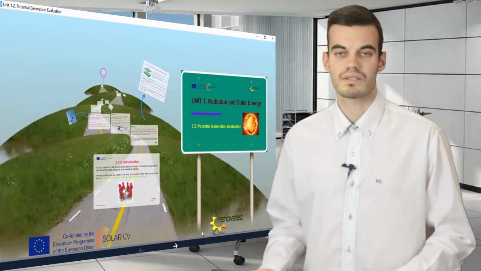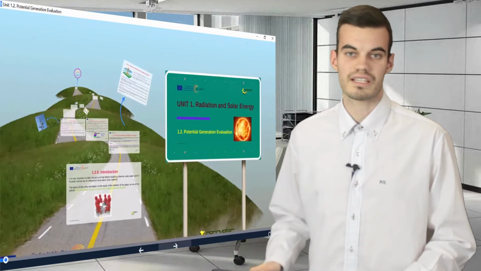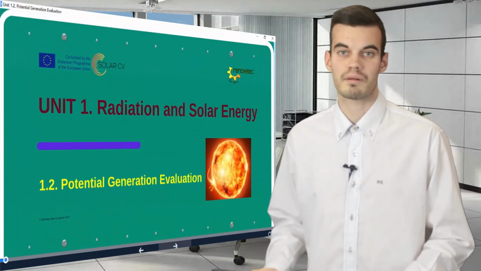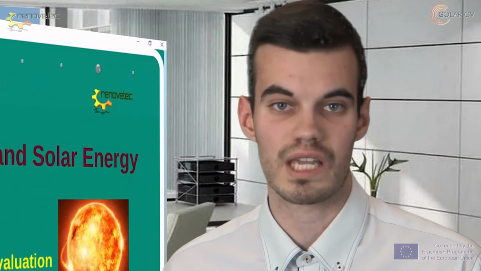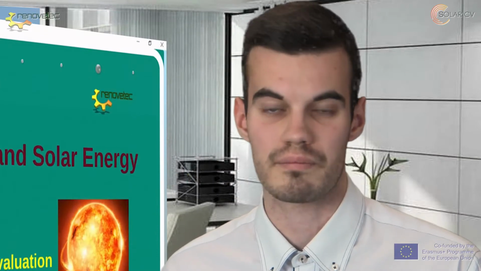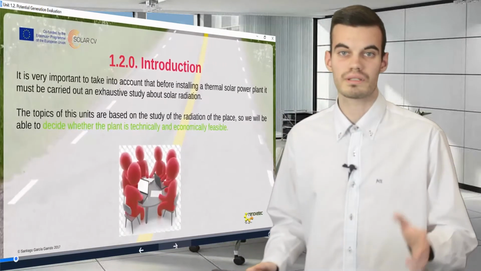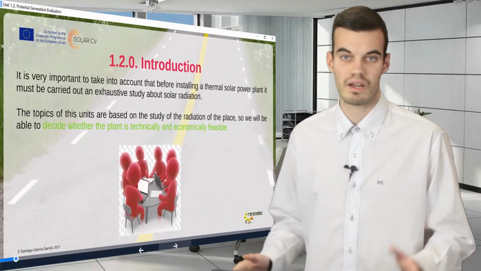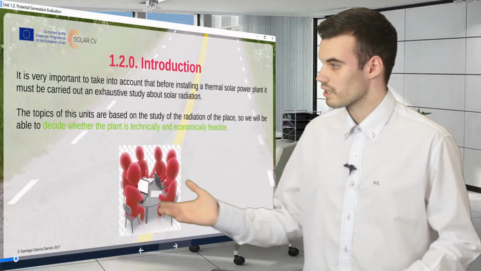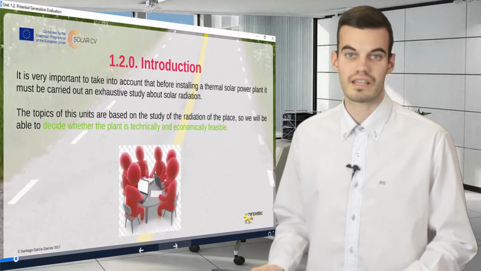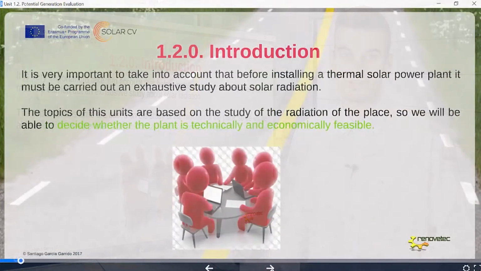In following units, we will study the main characteristics of our solar thermal power plant, for example the HTF system, the solar field or pumps. However, first we must convince other people to invest some money in our project. For example, we must carry out a solar study to convince these people, for example a bank.